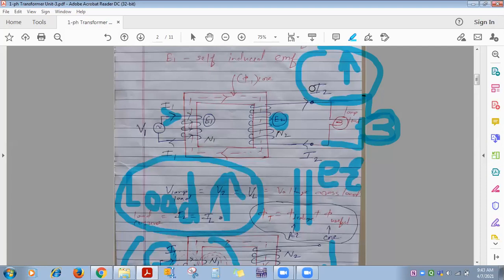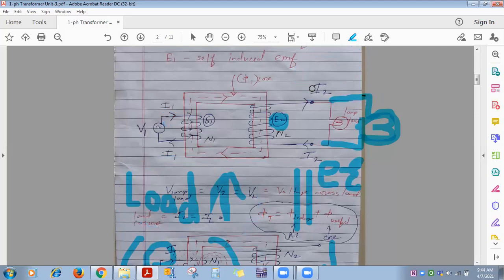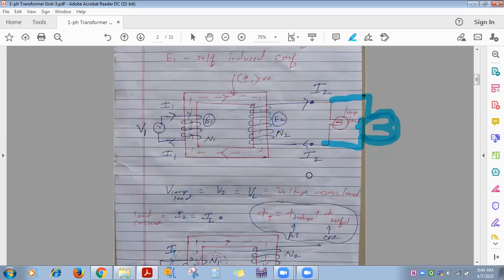So W1, the wattmeter reading on the primary side, and the wattmeter reading on the secondary side, that is, the power consumed on the primary side and the power consumed on the secondary side, will also go on increasing. Got it? Okay. So here I1 and I2 are increasing.